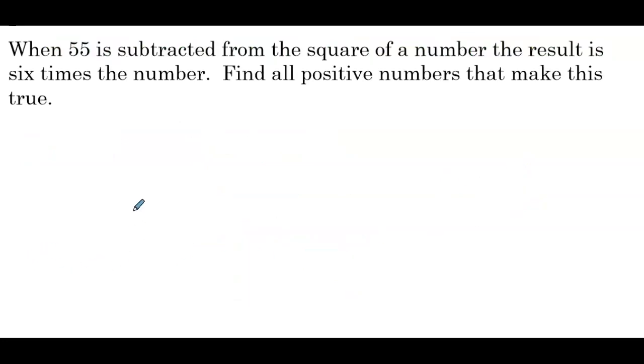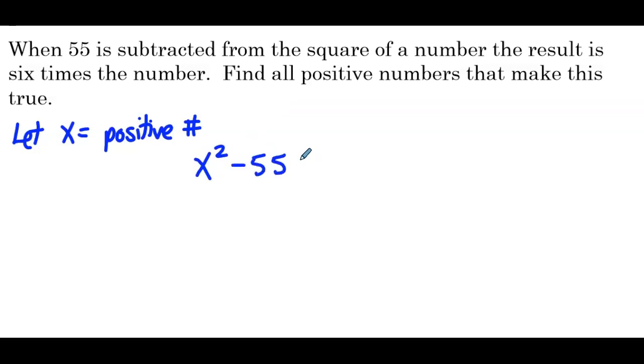Next up, when 55 is subtracted from the square of a number, the result is 6 times the number. Find all positive numbers that make this true. So we'll let x be equal to a positive number. So 55 is subtracted from the square of a number. So square the number, subtract 55, and that's equal to 6 times the number.